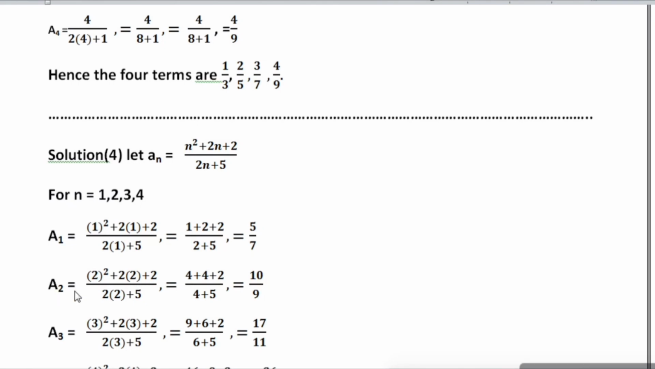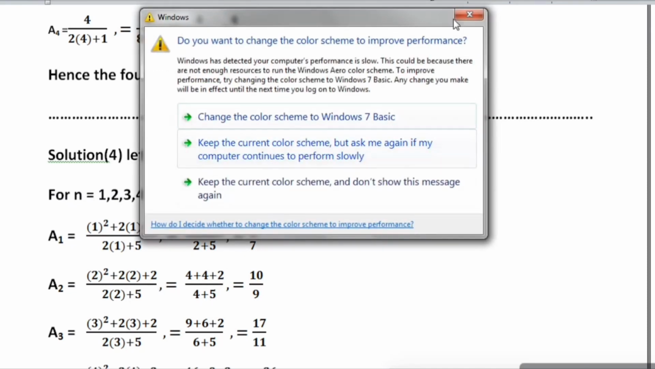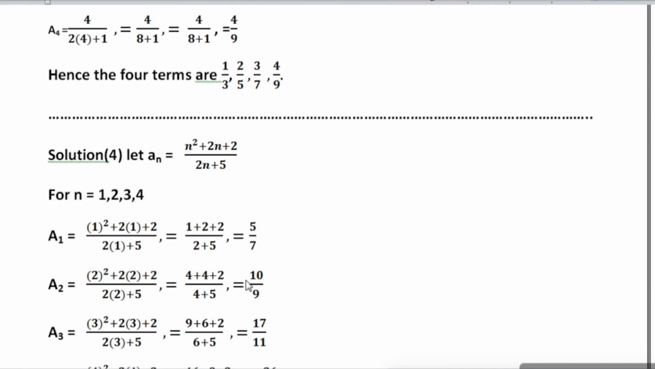Next, for n is equal to 2, so 2 square plus 2 into 2 plus 2 divided by 2 into 2 plus 5, which is equal to 4 plus 4 plus 2 divided by 4 plus 5, which is 10 divided by 9. For n is equal to 3, so 3 square plus 2 into 3 plus 2 divided by 2 into 3 plus 5, which is equal to 9 plus 6 is 15, 15 plus 2 is 17, 17 divided by 6 plus 5 is 11.